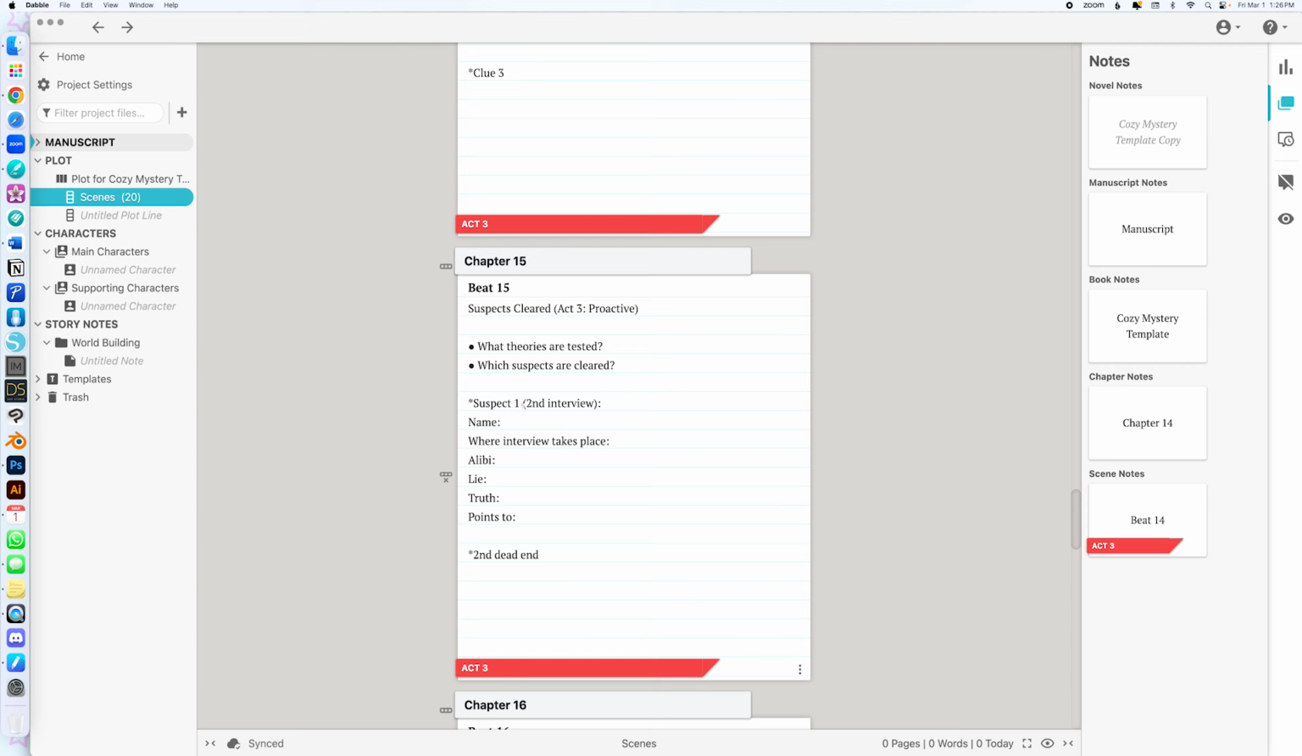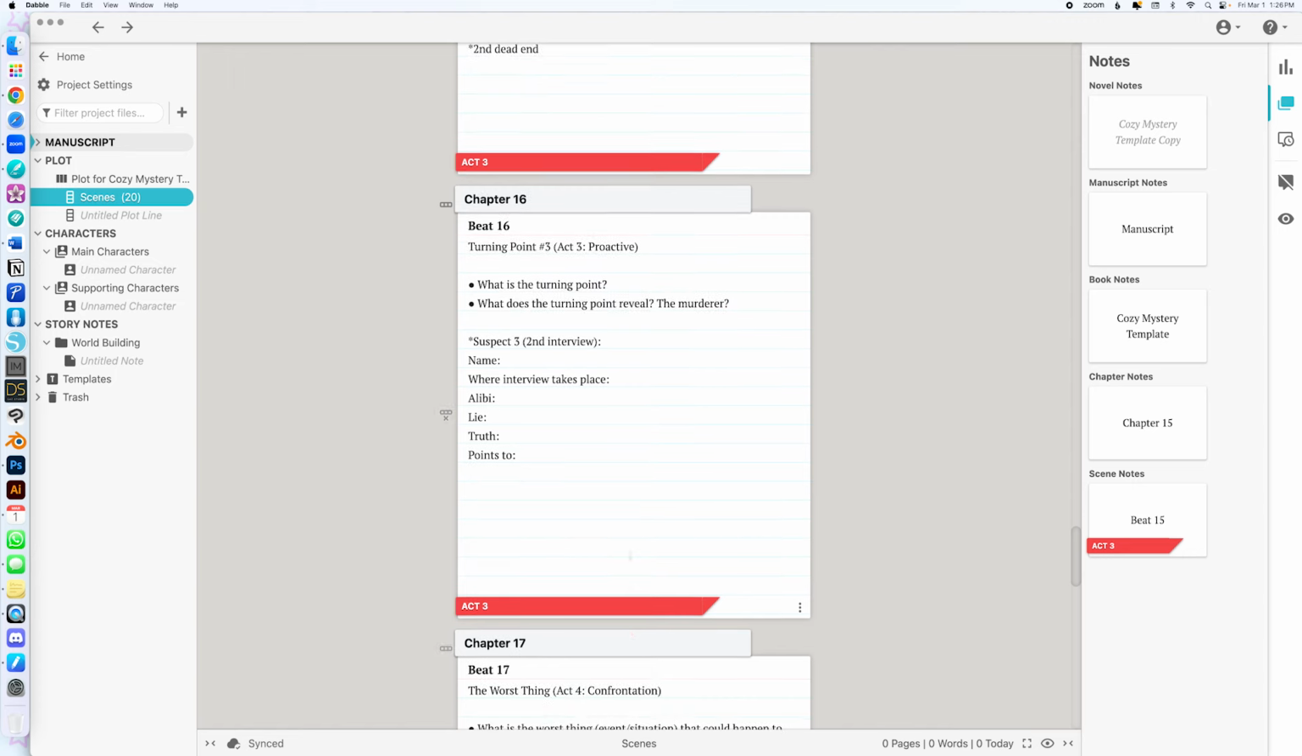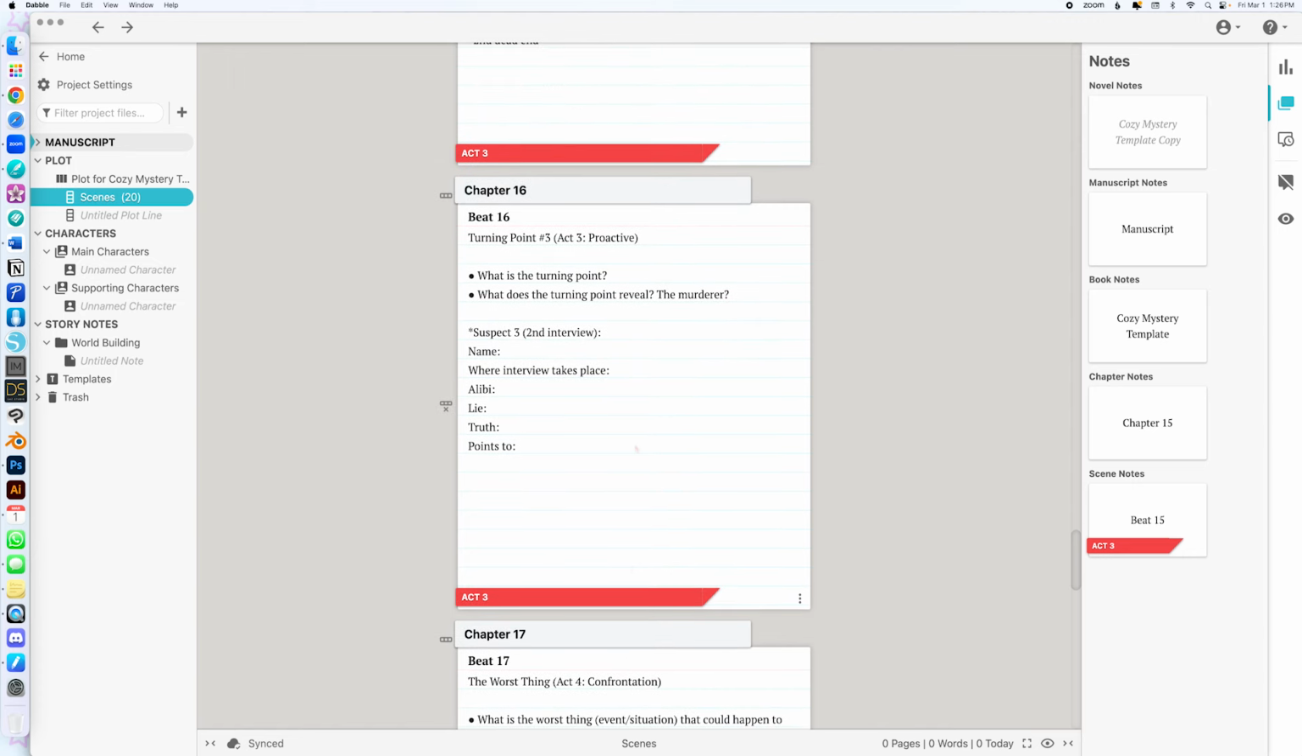So suspect 1, second interview, the same setup for the interview, but this time we are led to a second dead end. So we're going to go back, we're going to interview them, but it takes us nowhere. It takes your protagonist nowhere.